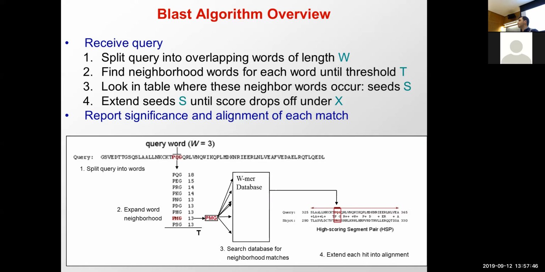How do you generate the neighborhood of words? So I can pre-compute that. If I know that my threshold is 13, for P, which is one amino acid, I can say what are all of the amino acids that have less than a penalty of 5 for switching them. And then I can just pre-compute that.